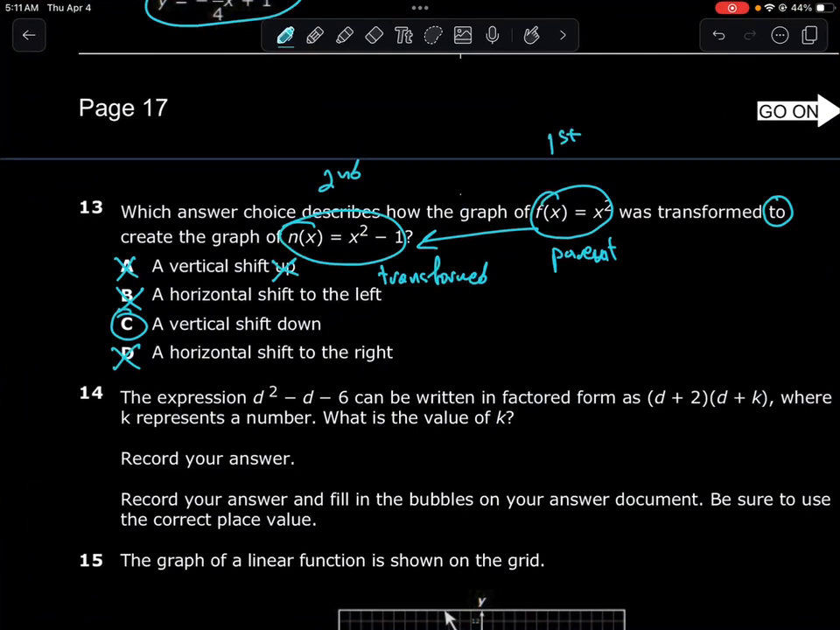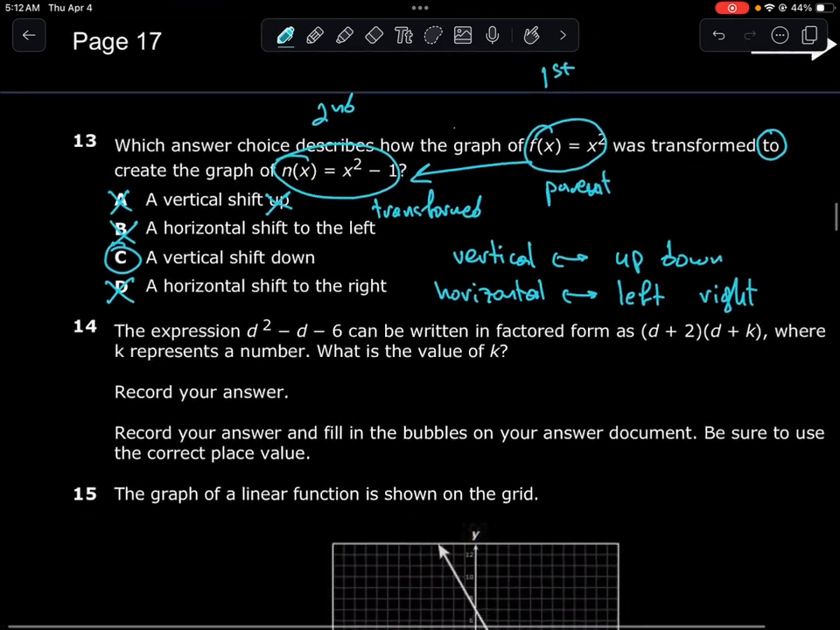So let's write that too. When it comes to vertical, that means up down. Horizontal, that means left right. How do I remember that? Well, think of the horizon. The horizon is kind of horizontal, left right. Okay. All right, so that was it.